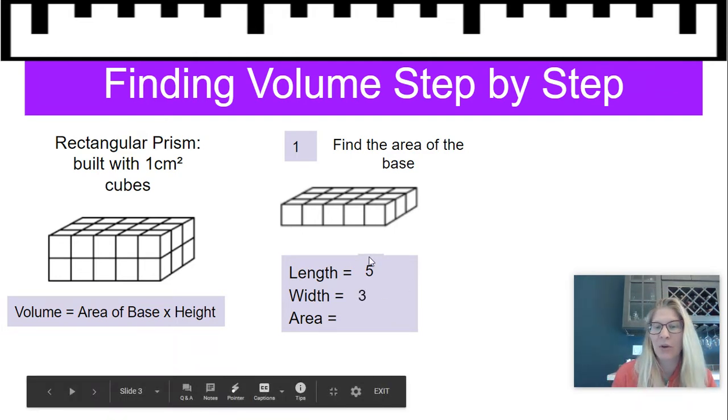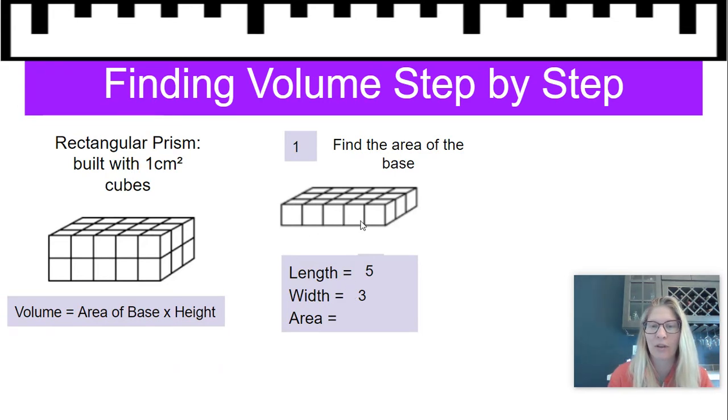So let me show you how I got those numbers. Here I can see 1, 2, 3, 4, 5 cubes across the length, and then 1, 2, 3 across the width. So that means the area, which is length times width, is 15.